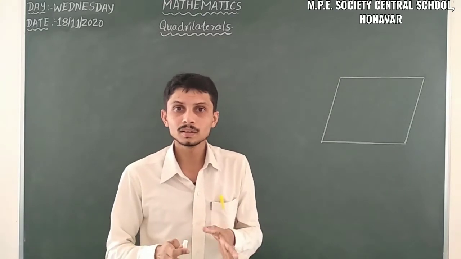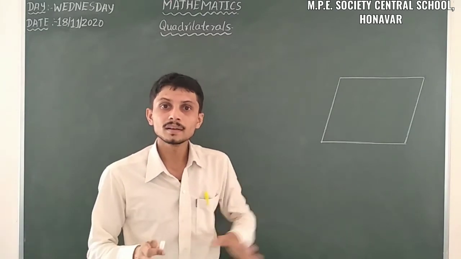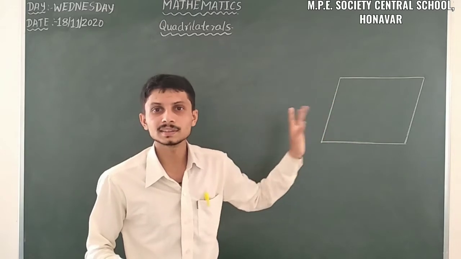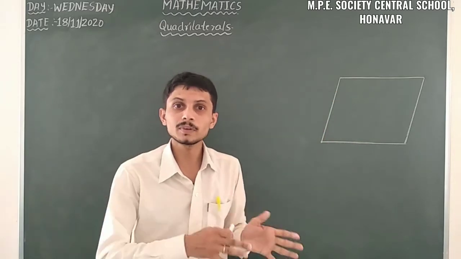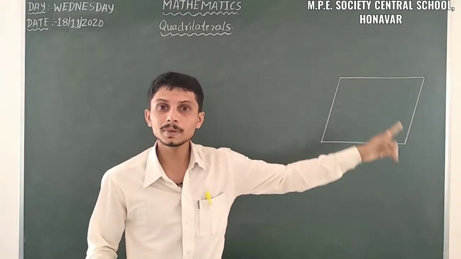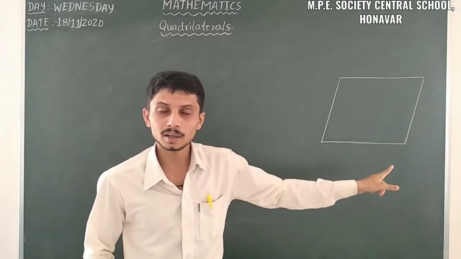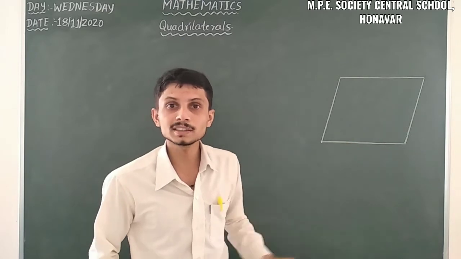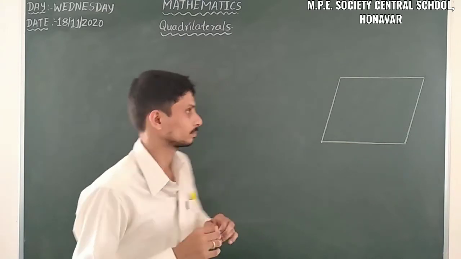It is given that we have a quadrilateral and one pair of opposite sides is equal and parallel. After that we have to prove the other pair of sides is also equal and parallel, and then we have to prove the complete quadrilateral is a parallelogram. So let us take theorem 8.8.